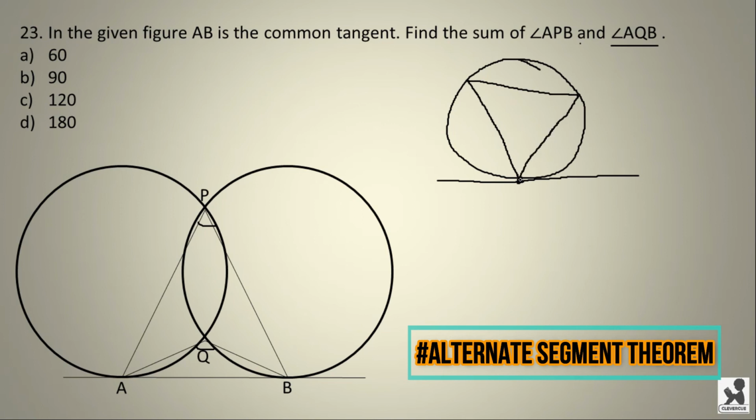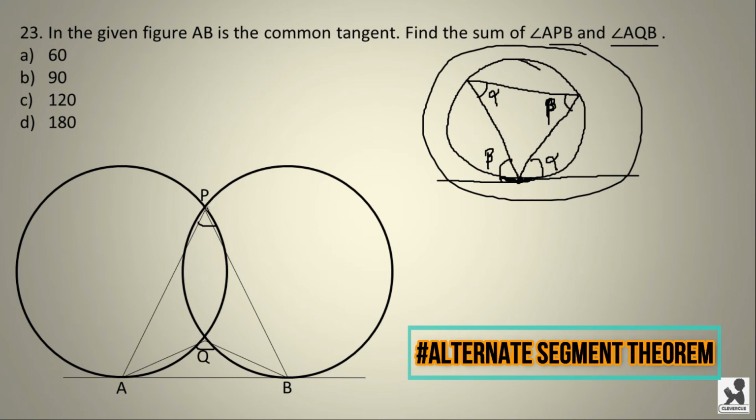This is the point where the tangent is touching the circle. Now if this angle is alpha, then leave one angle and take the other angle. This angle is also alpha. Again from this side, if this angle is beta, then this angle will be beta. So please note this. This theorem is also very important.